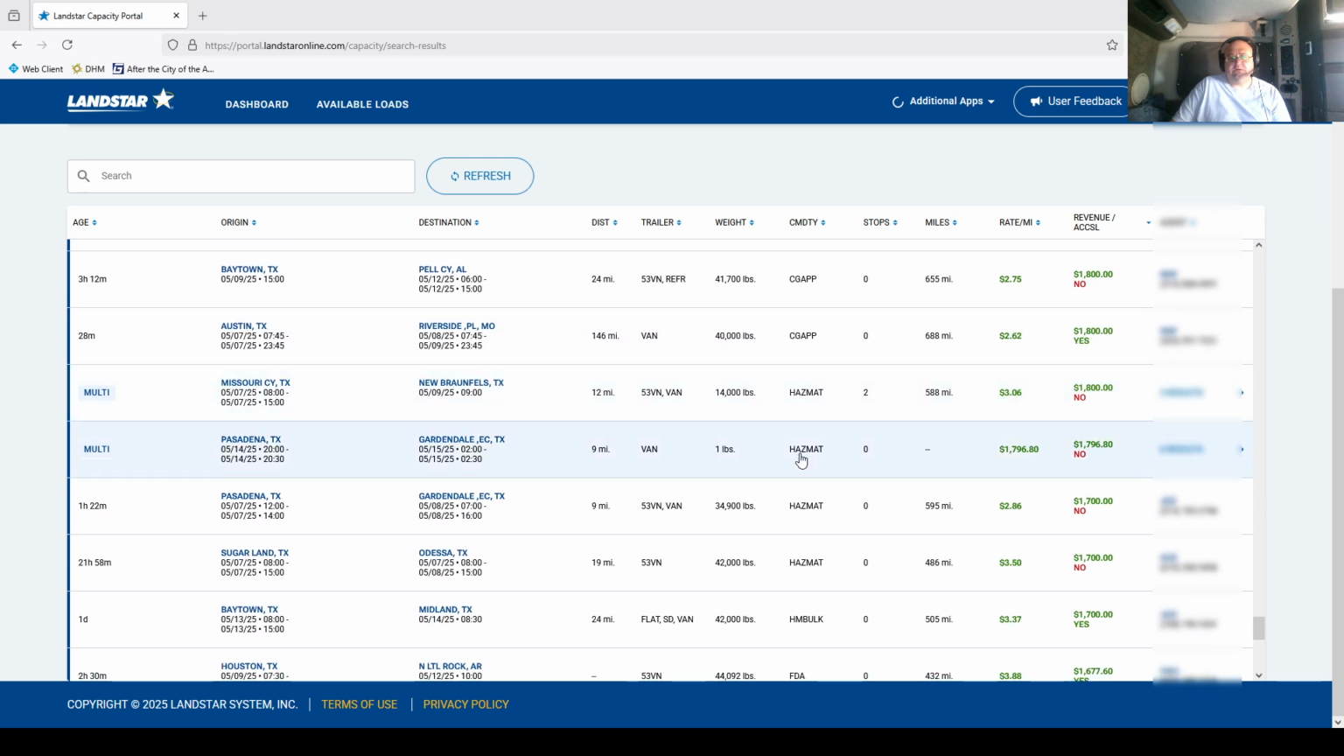What is this nonsense? Somebody put in 0 miles. 1 pound of hazmat, Pasadena, Texas to Gardendale, Texas, for $1,800. And there's 6 of these loads listed. And here is the exact same load listed by another agent, but it's 600 miles at $2.86 a mile.